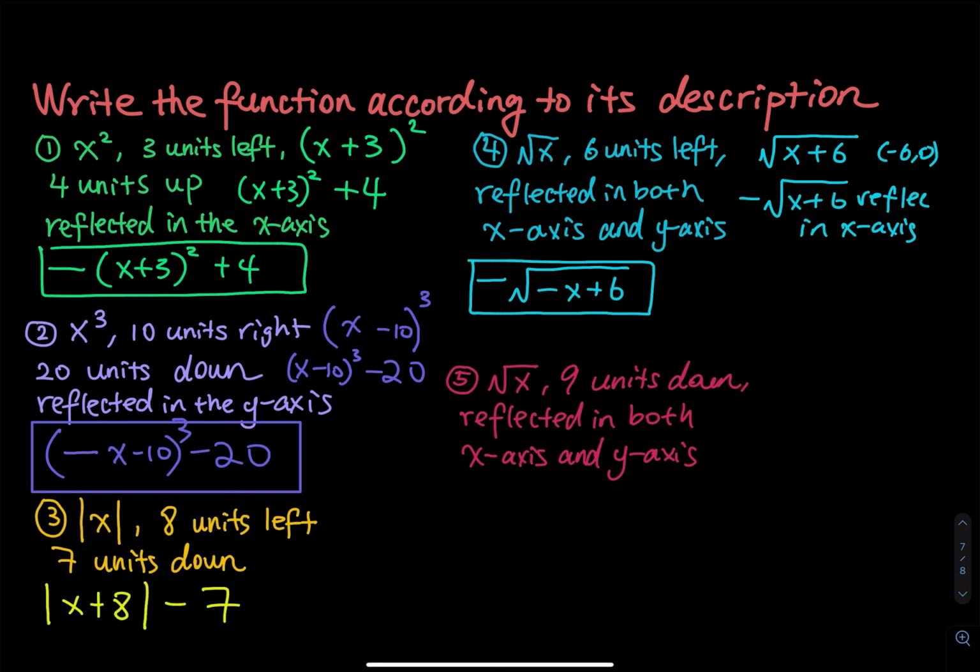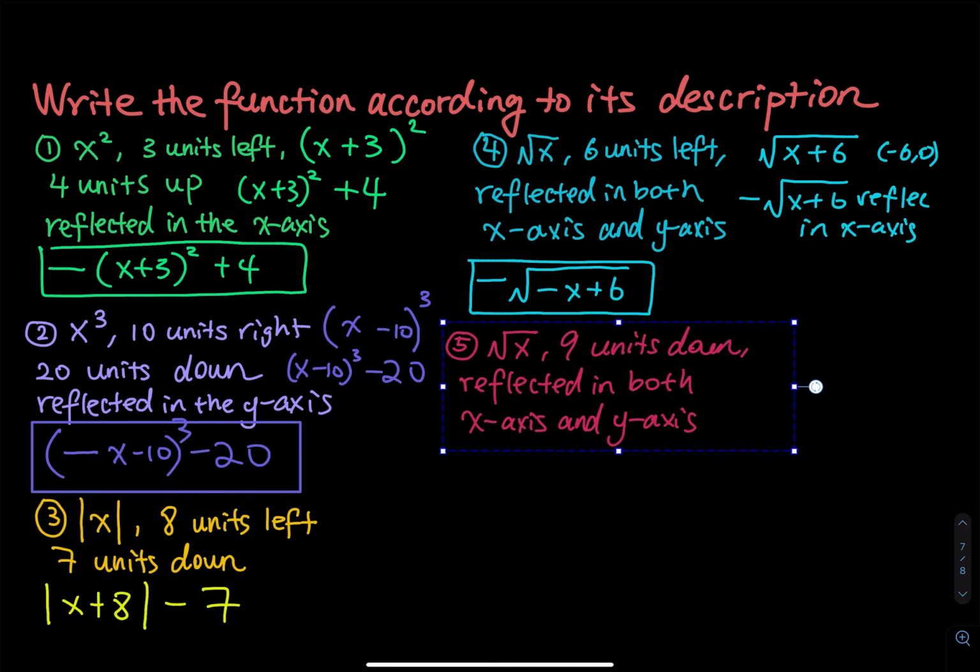So let me save myself some space and then move this up. So the next one, this one is very tricky. You have a square root of x, so this time it is 9 units down. So 9 units down, then I will have the square root of x minus 9, right?